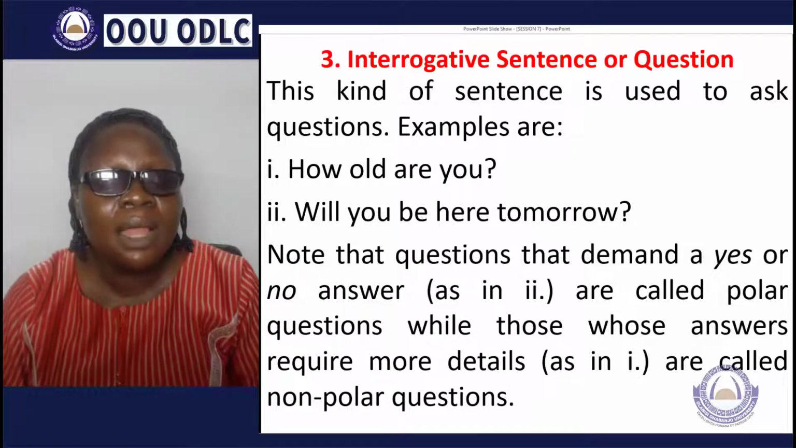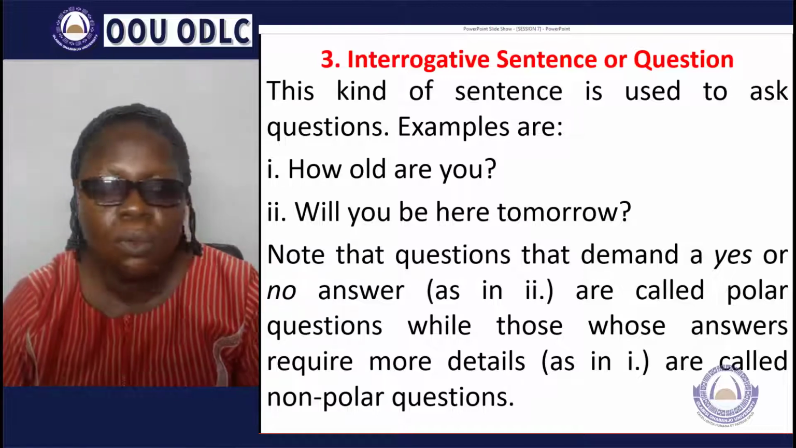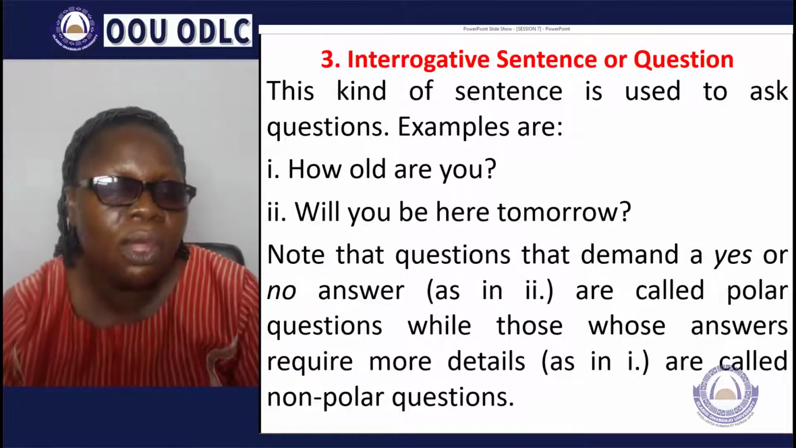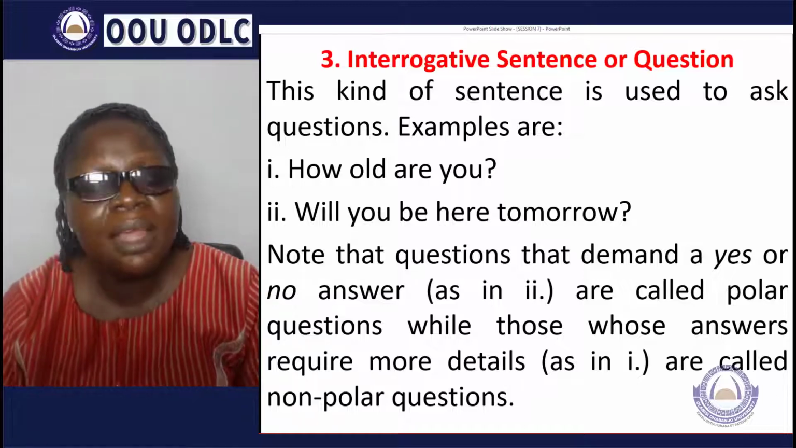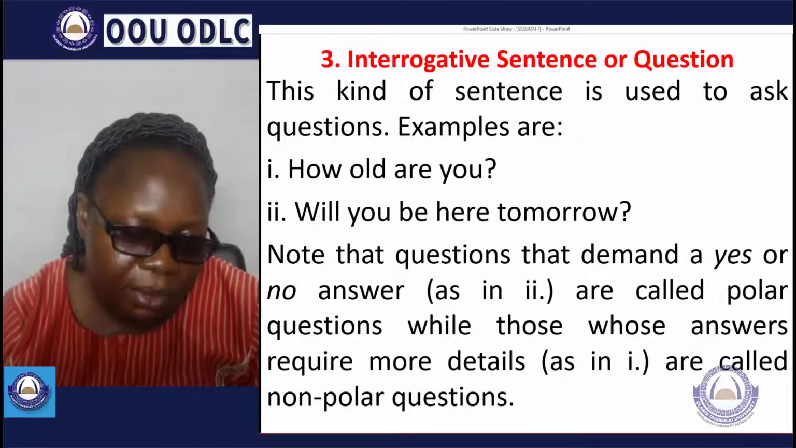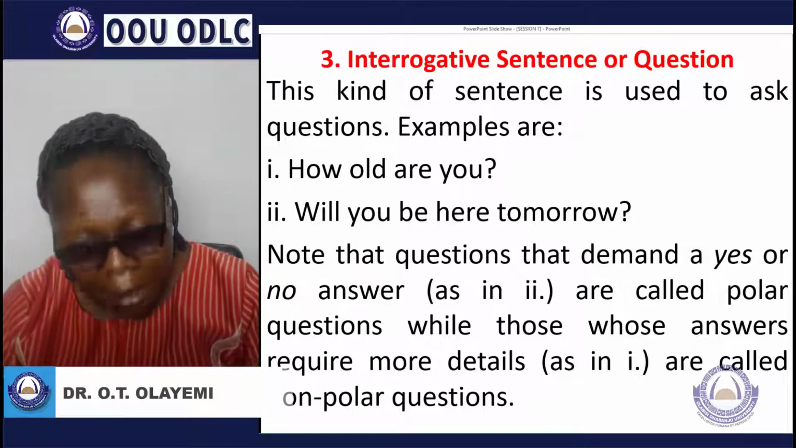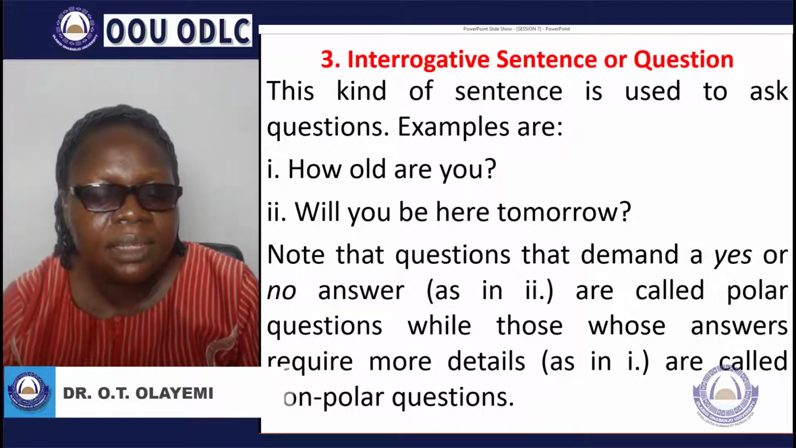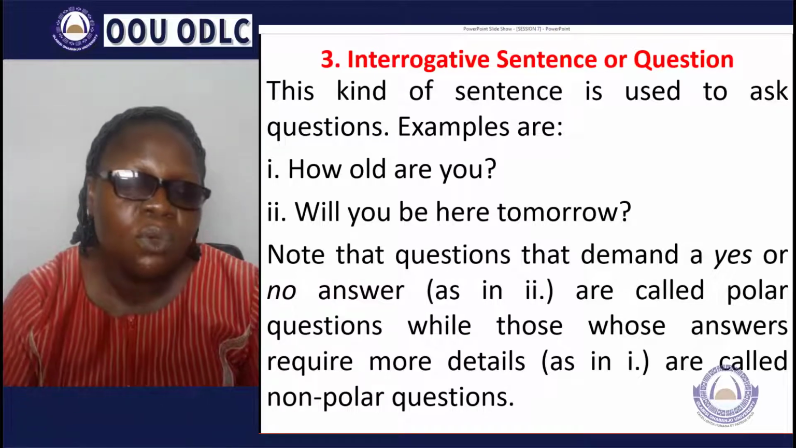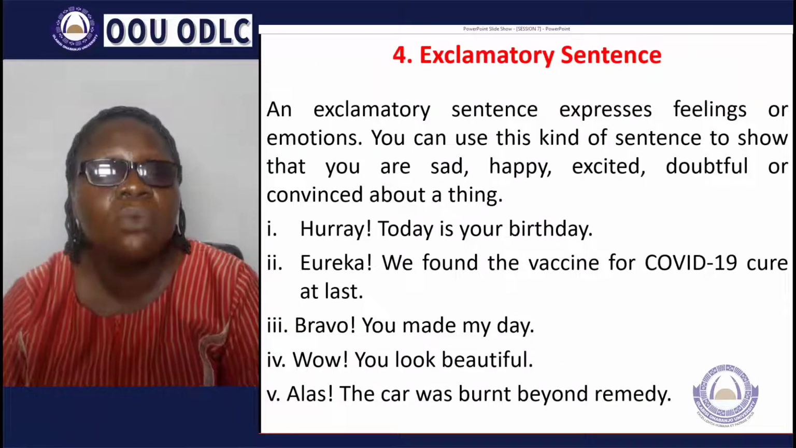Now, those whose answers require more details than yes or no are called non-polar questions. If you ask me, how old are you? I can't say yes or no, but I'll have to give you details. I am 5 years old. I am 1 year old, whatever it is. They require details that are more than a yes or no answer. So these ones are called non-polar questions.